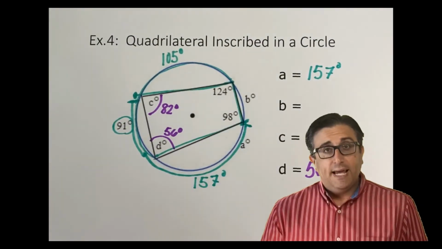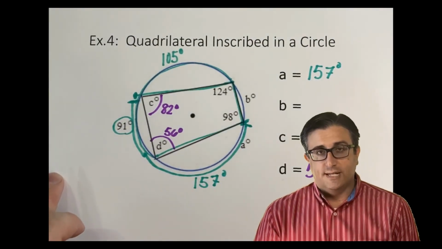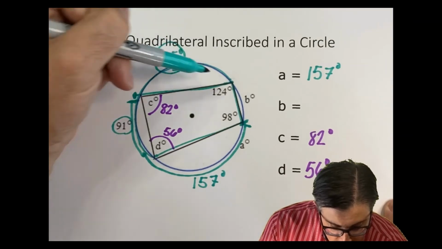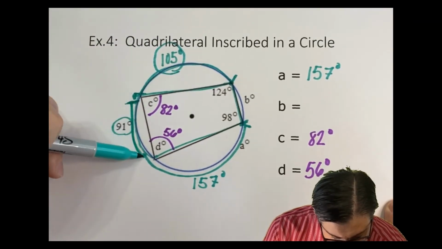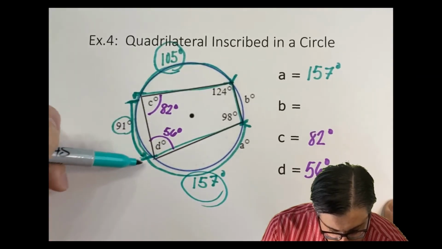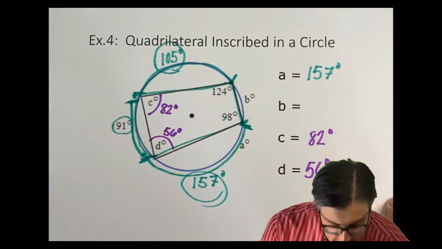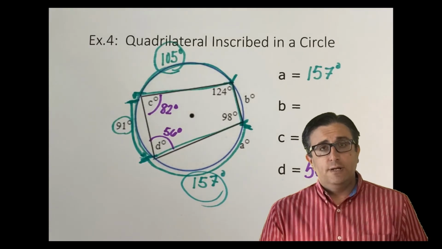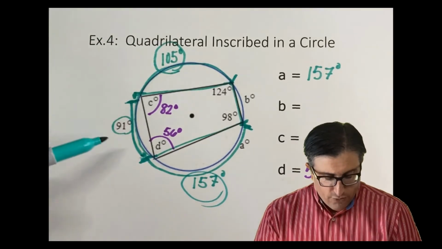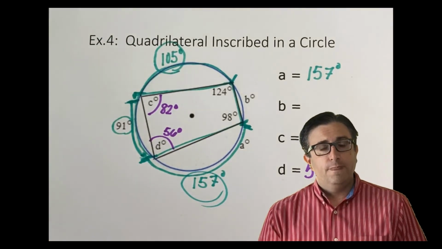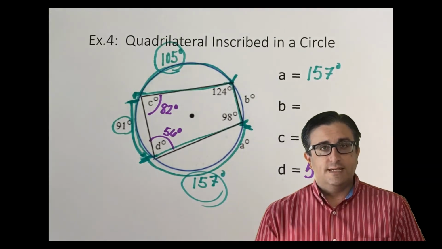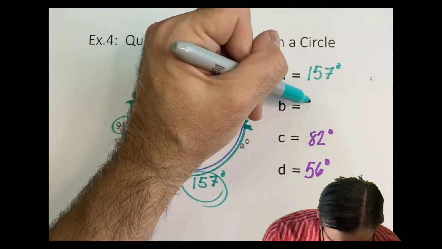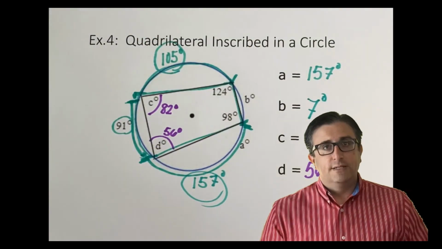Now to find B, I know that a circle has 360 degrees in it. 105 is the arc from here to here. 91 goes from here to here. And 157 goes from here to here. The only thing not included is B. Add up 105, 91, and 157, you get 353 degrees. I need 360 for a circle, so that leaves me 7 degrees for B.